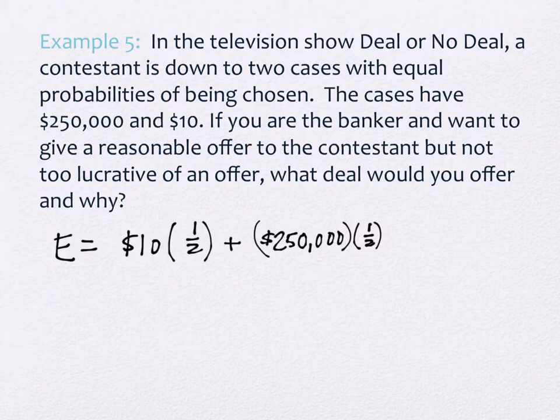So we're going to calculate this. The first one would be 5, 10 divided by 2 is 5. And the second one would be 125,000, right? So what's my expected value?